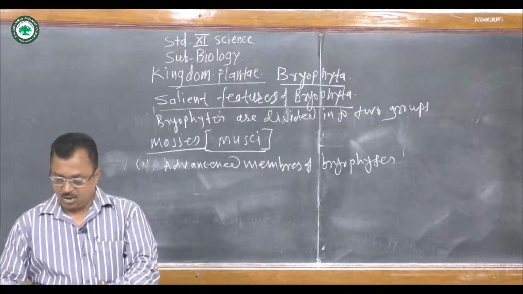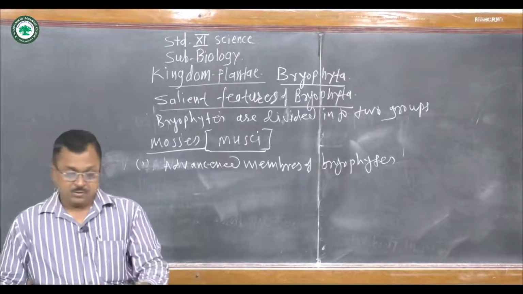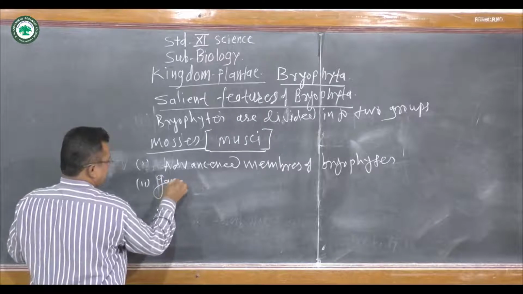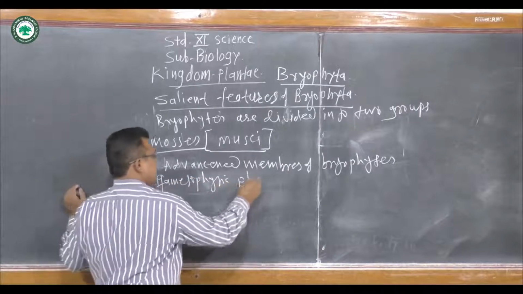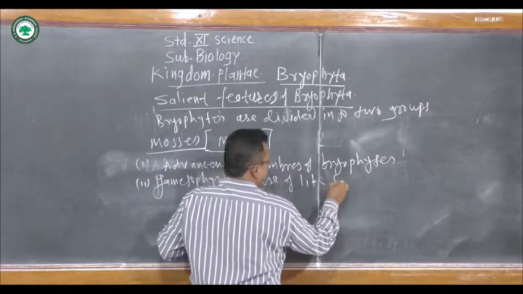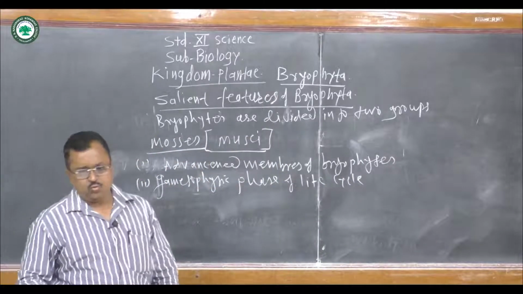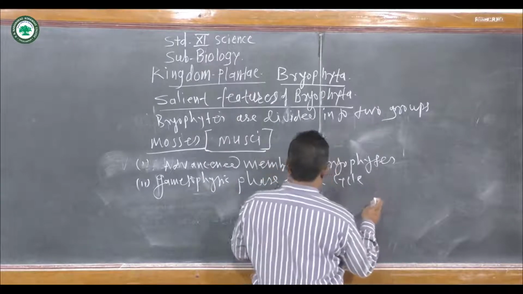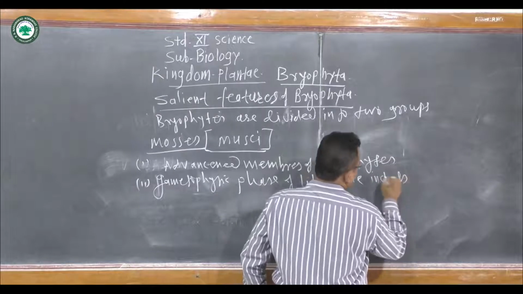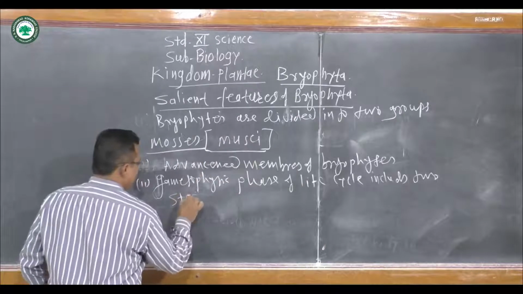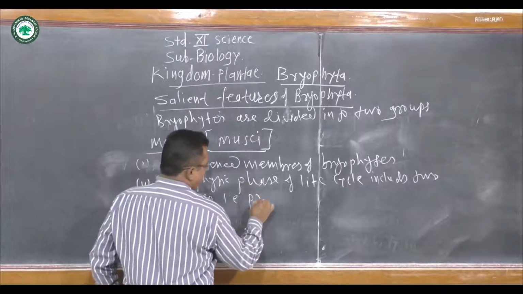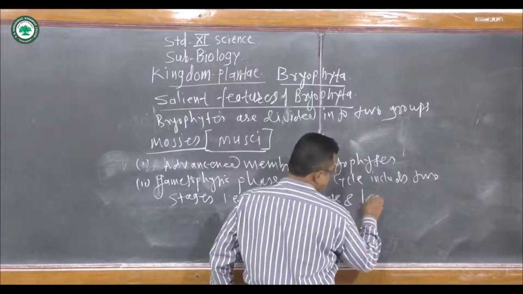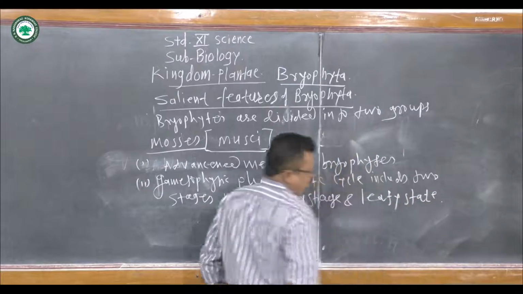Then the gametophytic phase of the life cycle includes two stages, that is the protonema stage and the leafy stage.